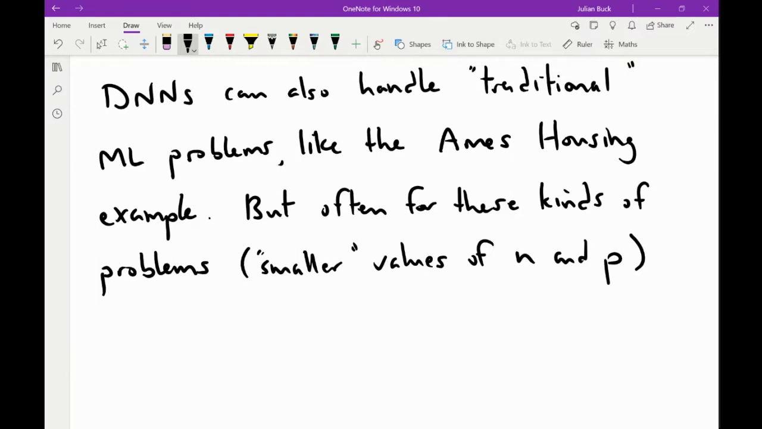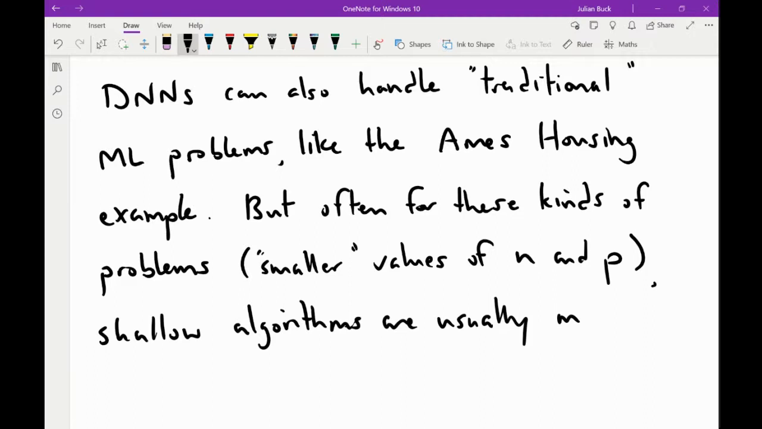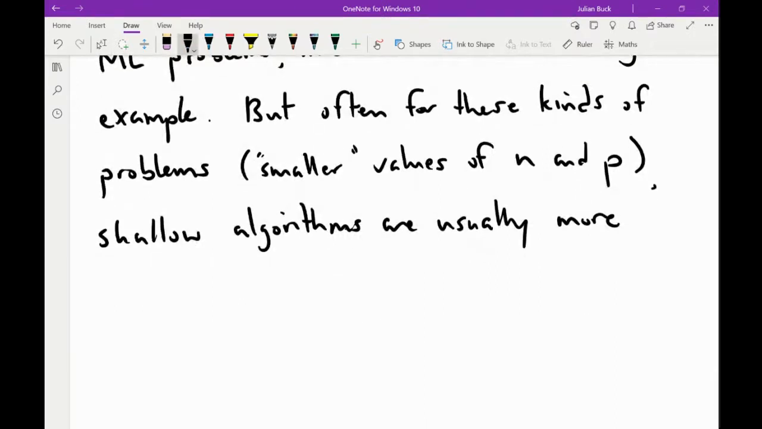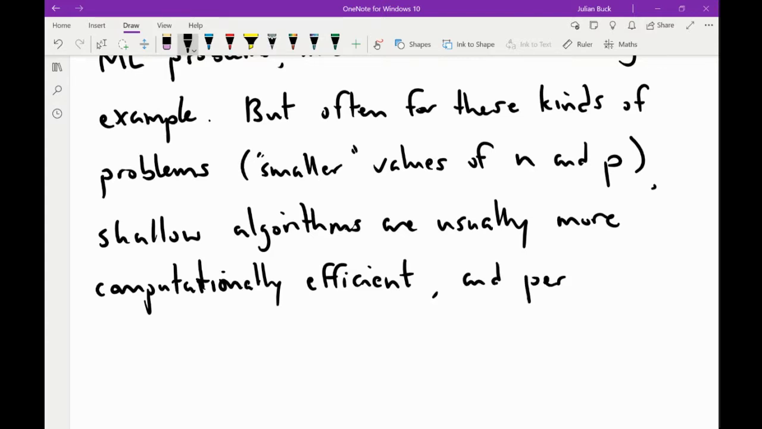Neural networks tend to shine with extremely large data sets. For these kinds of problems, shallow algorithms are usually more computationally efficient. This will become more clear next week when we talk about training and tuning neural networks. We see that they are computationally quite complex, and shallow algorithms perform as well or better.